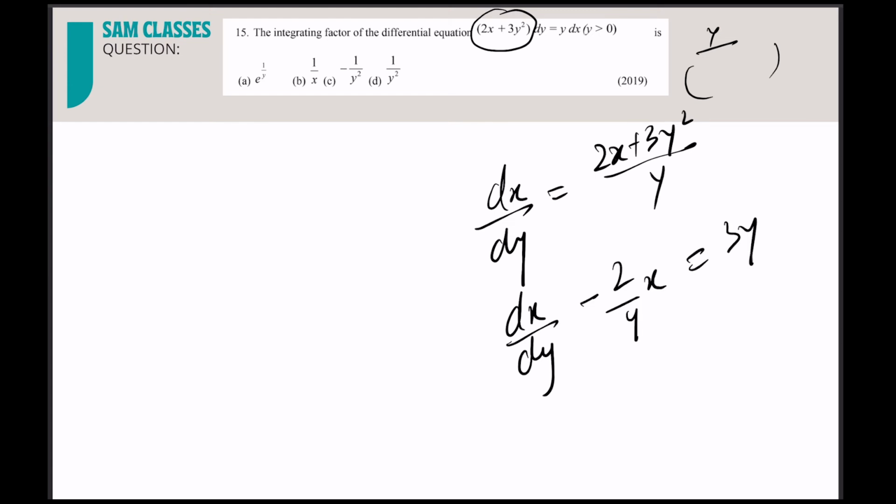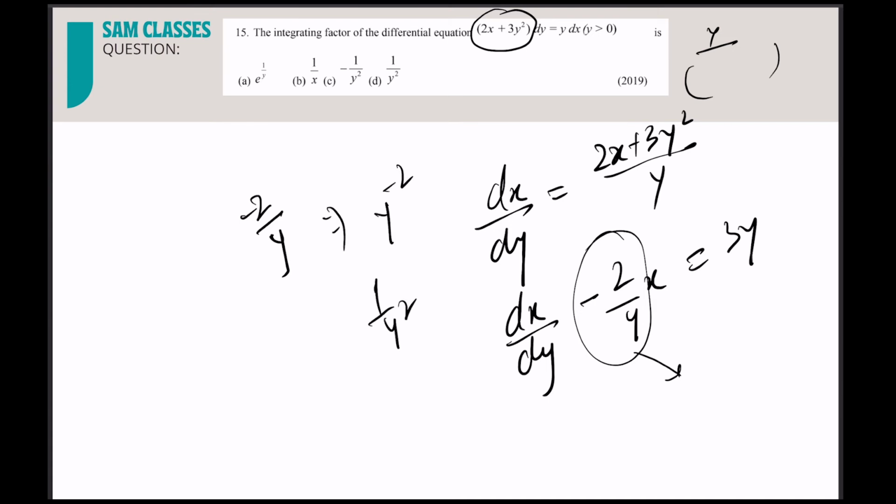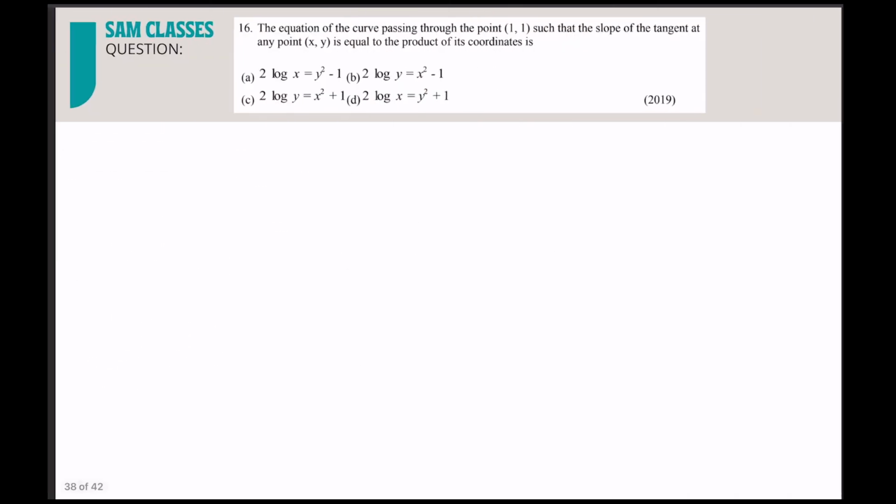That's it. So it is which form? In the x form. So what is my integrating factor? The p is this, minus 2 by y. So basically, as I told, if the power is minus 2 by y, it will come in the power: y power minus 2, so 1 by y square. That's it. Clear? So you can use the shortcut.